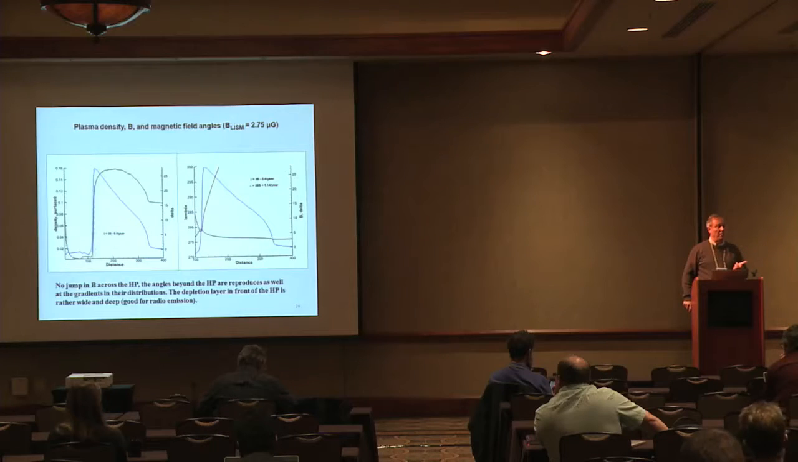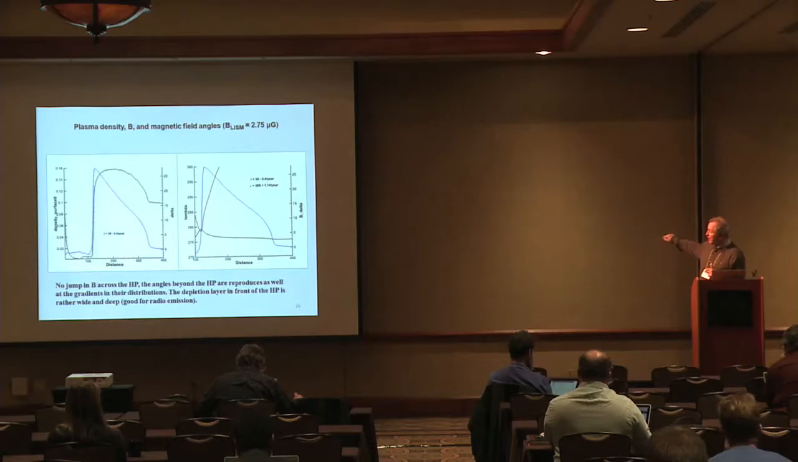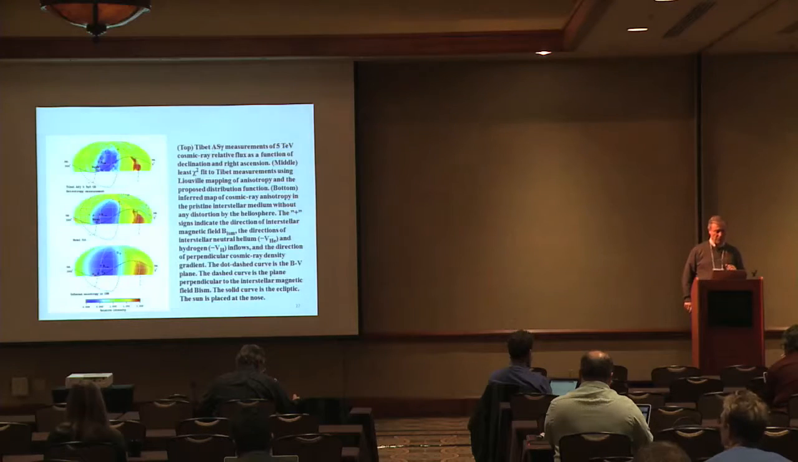We were able to reproduce the draping angles of the interstellar magnetic field as measured by Voyager 1, which are shown right here. This is the elevation angle, and red is the azimuthal angle. We also showed that the magnetic field is continuous across the heliopause. And these are the related results.